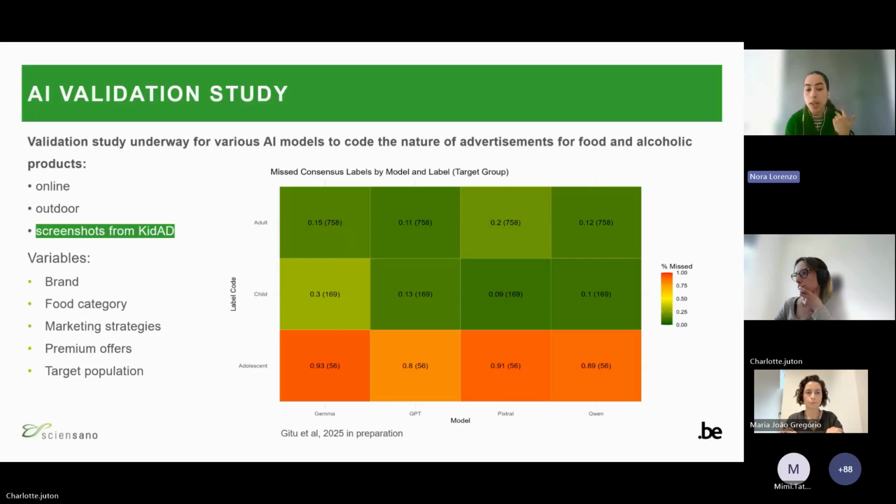AI models were better at categorizing adult targeted ads compared to adolescent targeted ads. So in this way, it helps us to see where AI models may perform better and where there may be also scope or space to improve. So the idea is to also use these AI models on the screenshots for the KidAd. So in this way, these 106,000 screenshots can already be processed by the AI, having already done a small sample of these in a validation study to compare also the feasibility and the recognition of ads from our side.